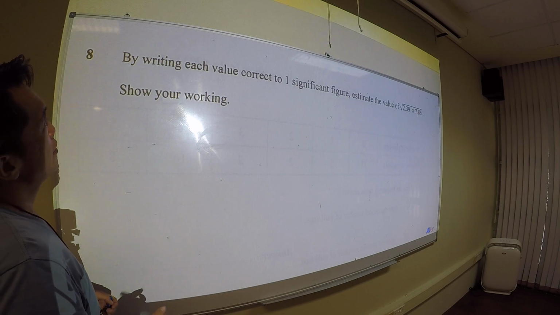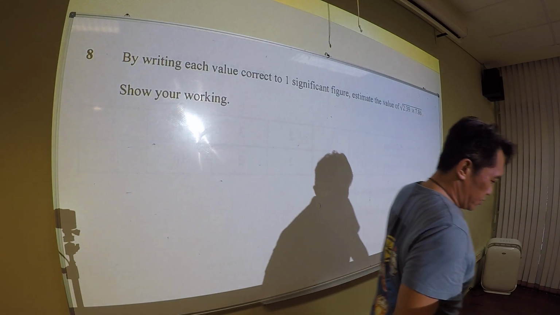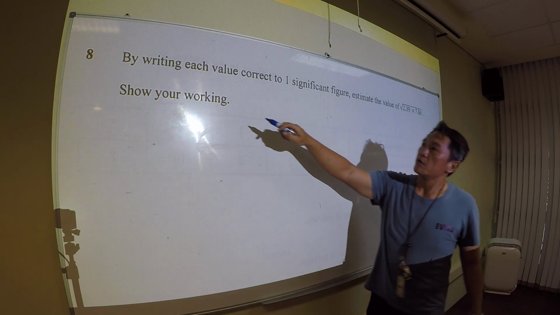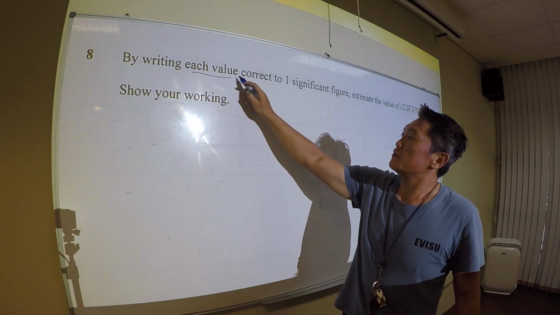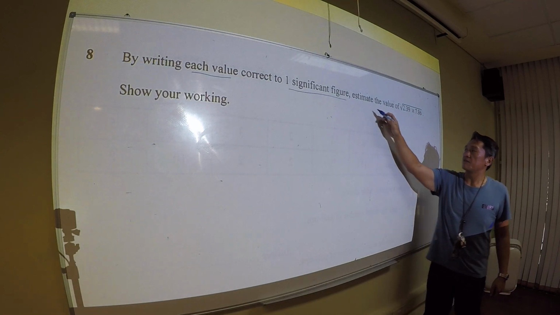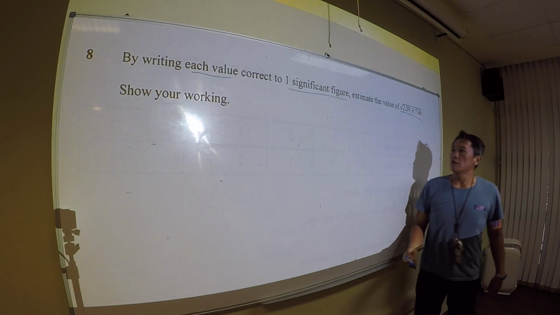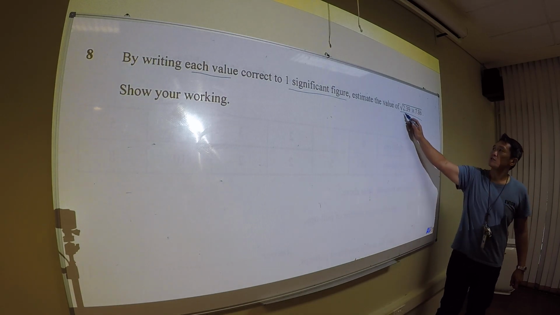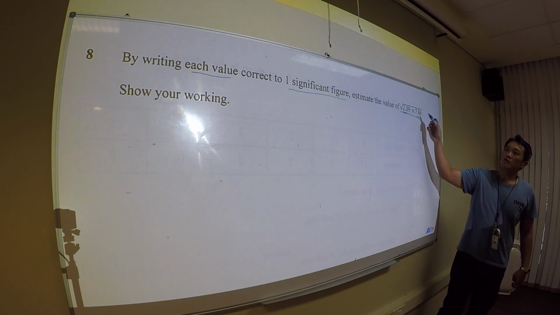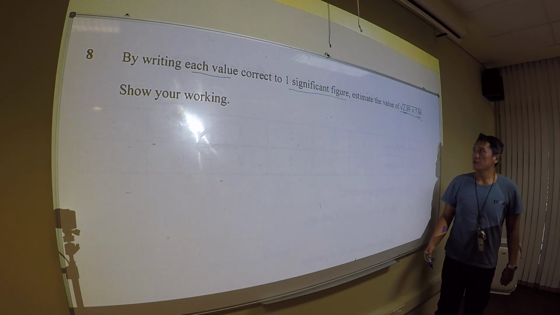Okay. This one, most importantly is still read the question carefully. Know what they want you to do. They want you to write each value correct to one significant figure. Then after that, you will know roughly what this value is. Okay? So right now there are two numbers, 2.39 and 7.86.